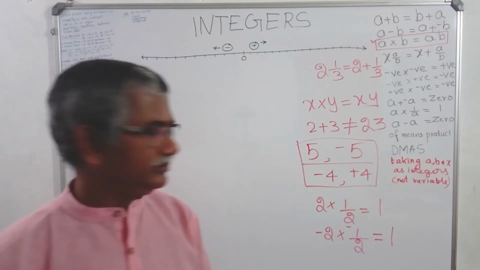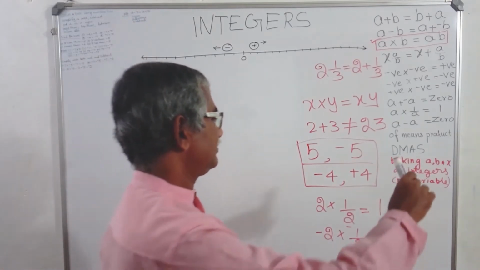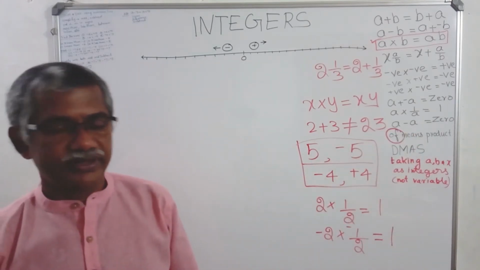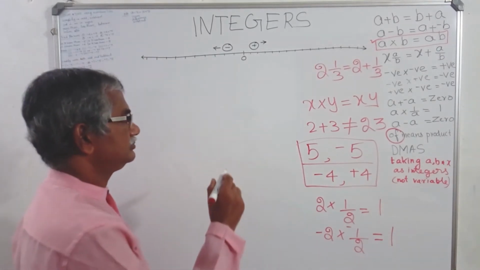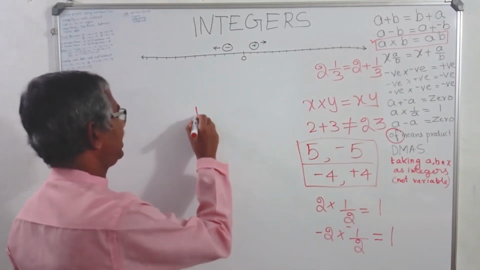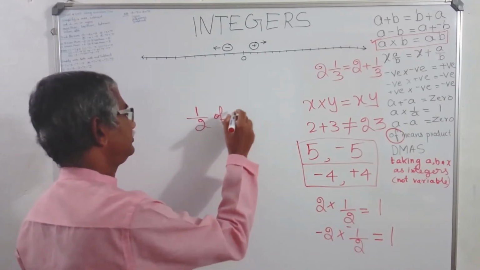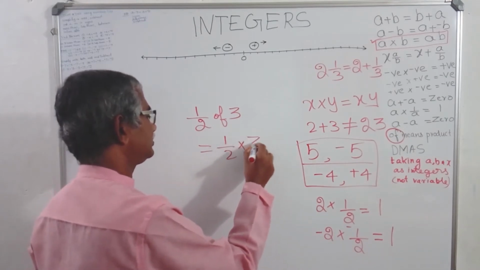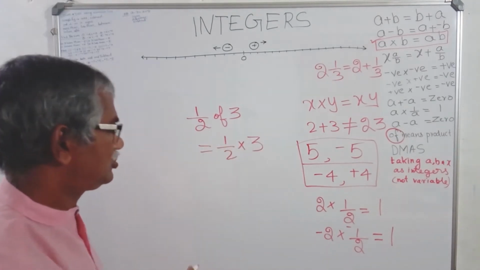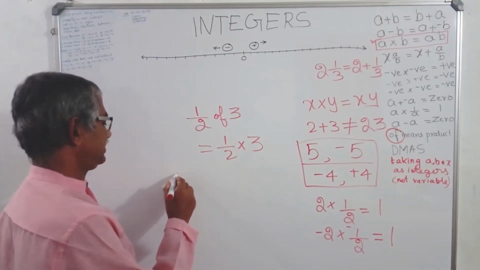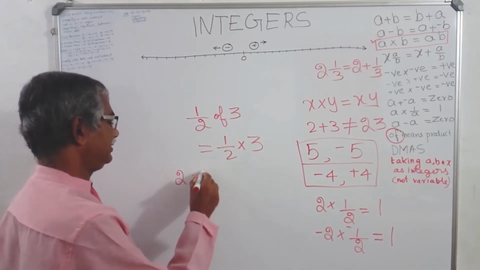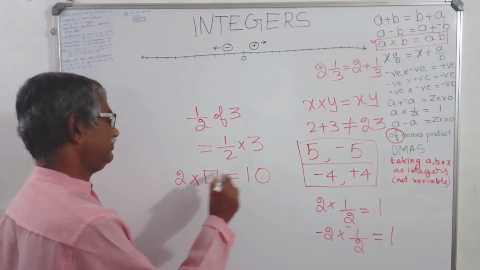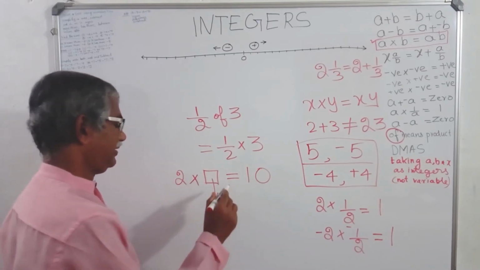When we are solving problems, wherever you see the word "of", it means product. Example, half of 3 means half into 3. Twice of a number. Example, twice of a number is equal to 10. Find the number. 2 into 5 is 10. So the number will be 5.